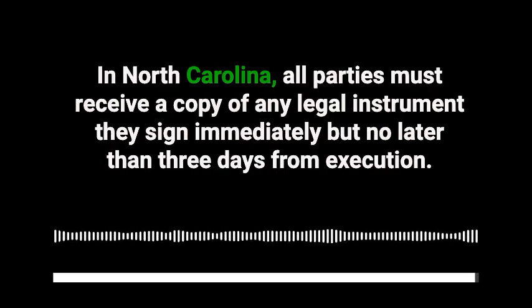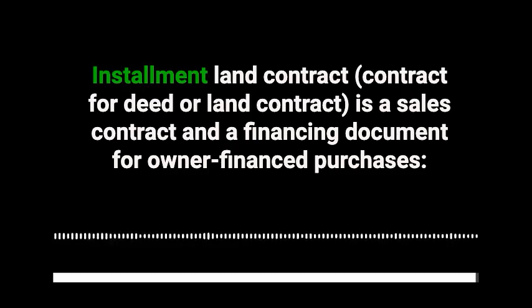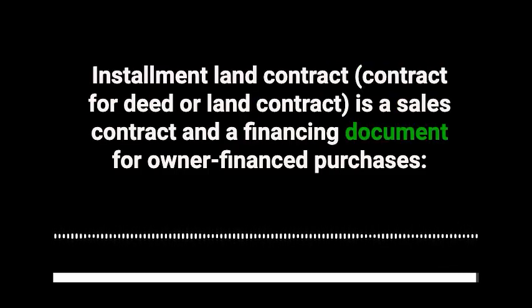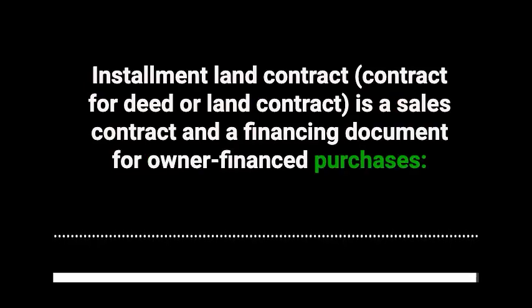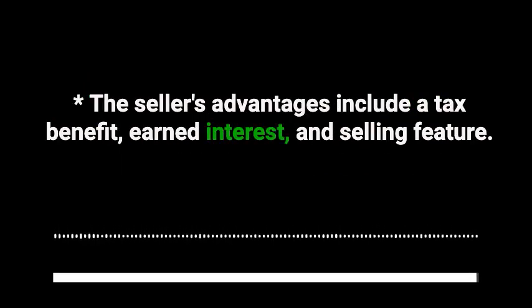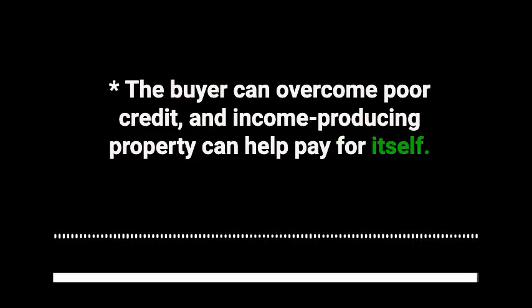In North Carolina, all parties must receive a copy of any legal instrument they sign immediately, but no later than 3 days from execution. Installment land contract is a sales contract and a financing document for owner-financed purchases. The seller's advantages include a tax benefit, earned interest, and selling feature. The buyer can overcome poor credit, and income-producing property can help pay for itself.